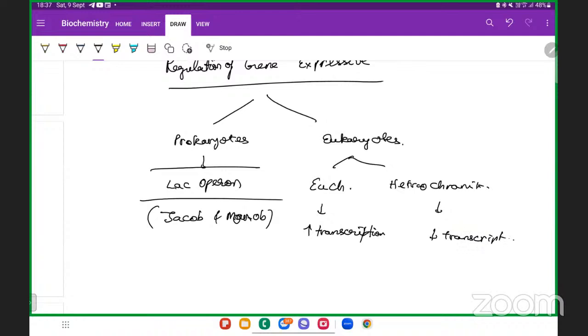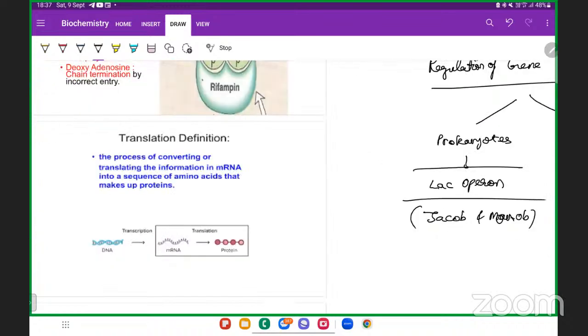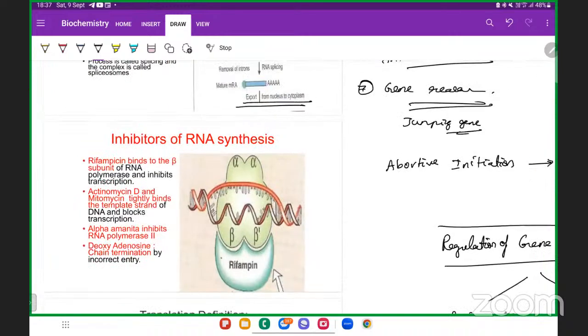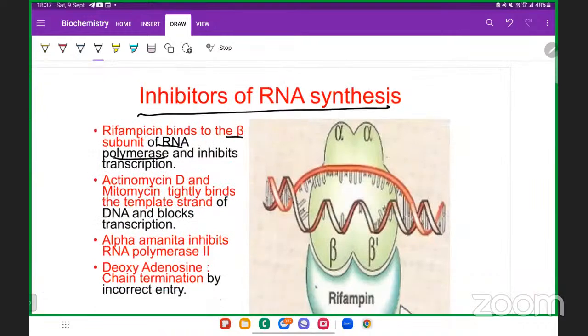Now, let's move into the concept called operon. But before the operon, let's look at the inhibitors of RNA synthesis. The inhibitor of the beta subunit of RNA polymerase is rifampicin. So your rifampicin drug inhibits the beta subunit of RNA polymerase.